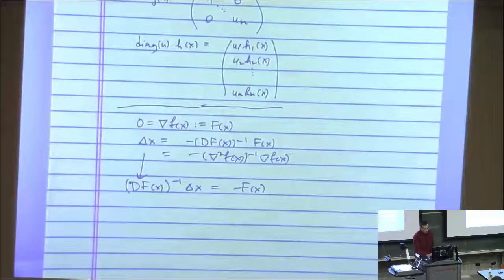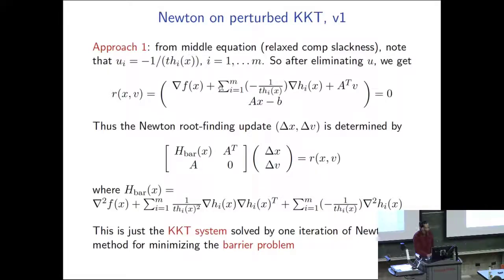Okay, and now let's differentiate, let's say, this top block with respect to x. If I differentiate with respect to x, I'm going to get a matrix that I'm just going to call h bar for now, or h bar for barrier. And if I differentiate with respect to v, I just get A transpose. So that's the top block of the Jacobian matrix.